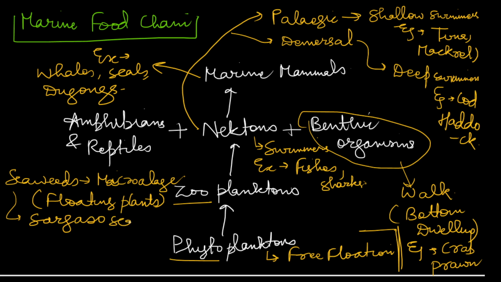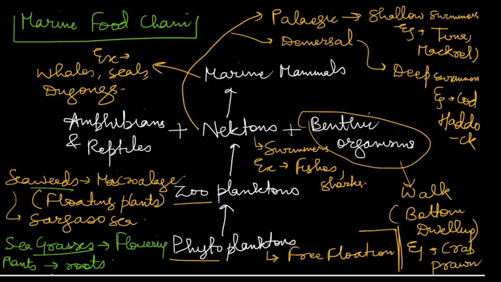Secondly, we have sea grasses. Sometimes we should know the difference between them also. What is the difference between seaweeds and sea grasses? Sea grasses are flowering plants. These are not algae. These are flowering plants, that is, they will have roots.